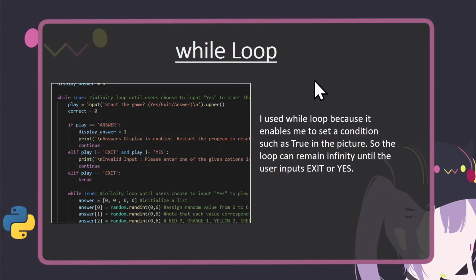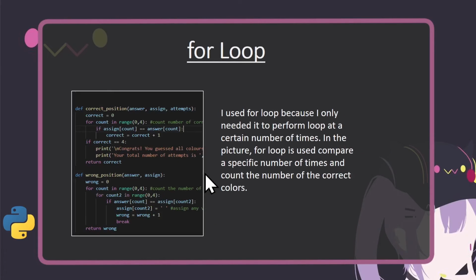Finally, the while loop, I use it to set a condition so that the loop can remain infinite until the user inputs exit or yes. And the for loop, I needed it to perform a certain number of times. So in the picture, you can see that I use it to compare a specific number of times, 4 times, and count the number of correct colors.